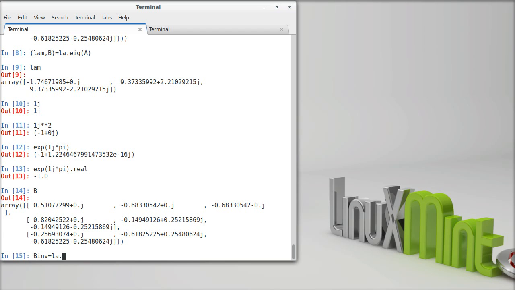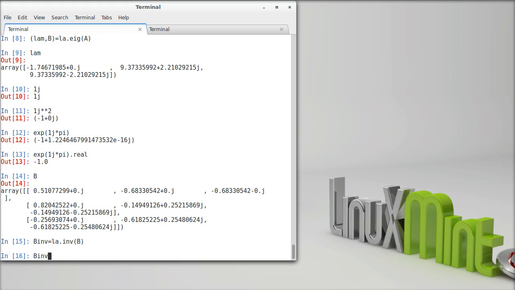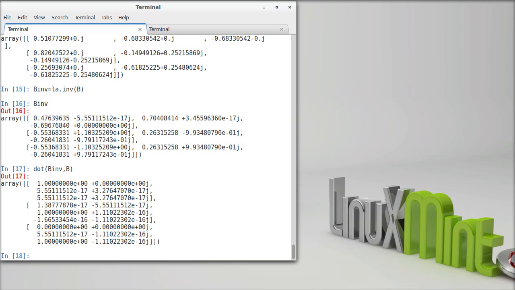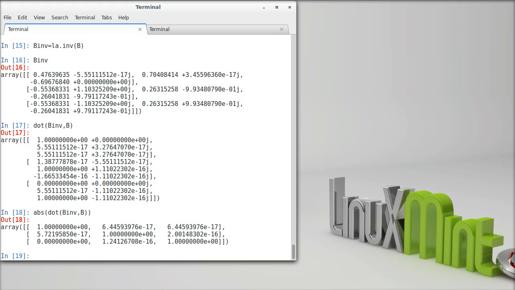We can calculate the inverse of this matrix using inv. This is B inverse. We can verify that this is the inverse because B inverse times B should equal the identity. Well, that is the identity. Again, it's a little messy because there's complex parts in here, but you'll notice that all of these things are of order 10 to the minus 17, or 16 or 17, except along the diagonal. We can look at that a little more clearly by taking the absolute value of it. This is the magnitude of it.